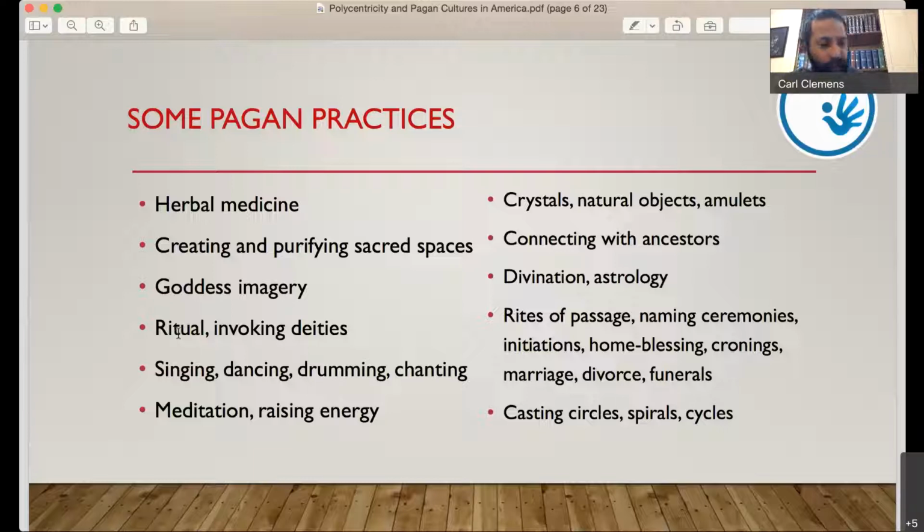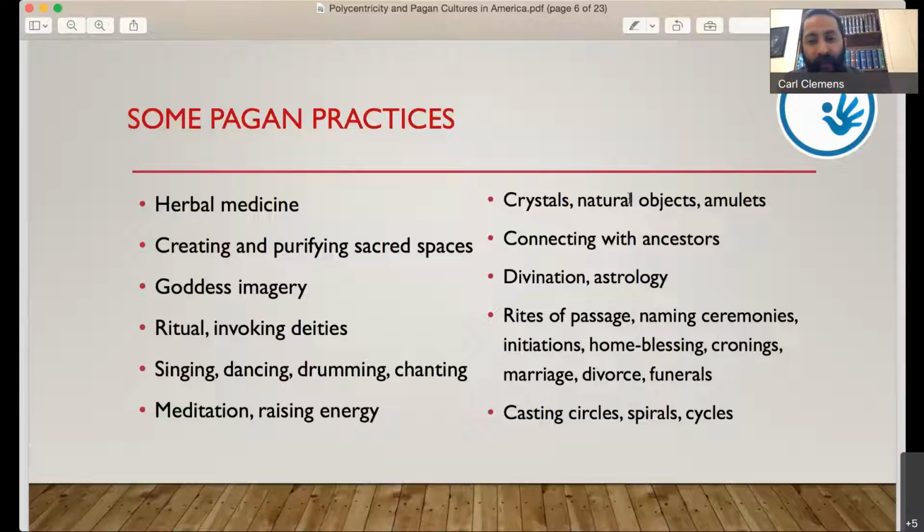They follow rituals almost on a daily basis, and they invoke deities. Singing, dancing, drum circles, and chanting of specified chants is very much a pagan practice. Meditation, such as grounding meditation, is something that they practice pretty much every day. It's part of their daily practice. And certain practices for raising energy are also very pagan practices.